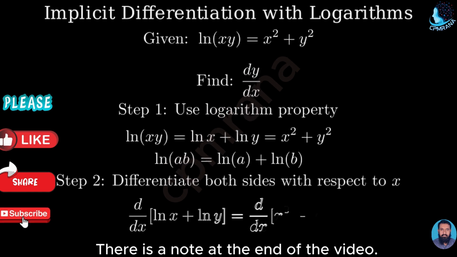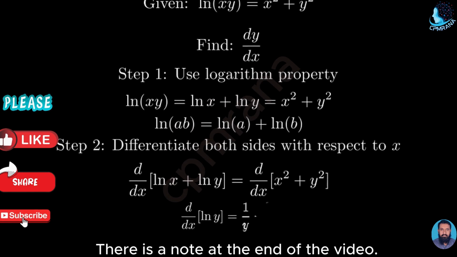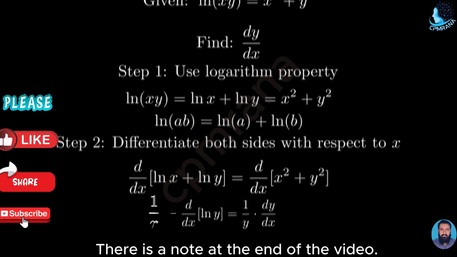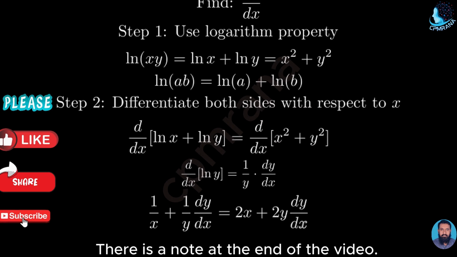Remember, when we differentiate ln x with respect to x, we get 1 over x. And when we differentiate ln y, we need to use the chain rule because y is a function of x. After differentiating, we get 1 over x plus 1 over y times dy/dx equals 2x plus 2y times dy/dx. Now let's solve for dy/dx.